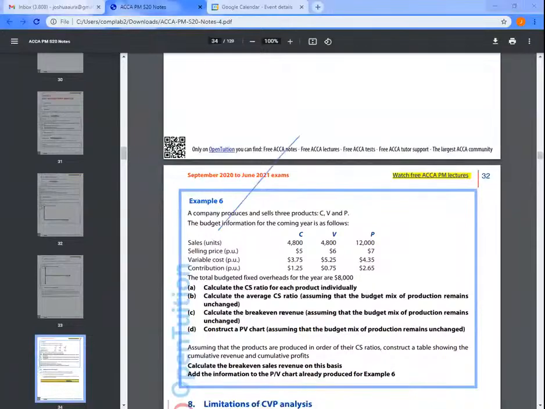So just check. Remember, calculate the average CS ratio, assuming that the budget... let me repeat this very fast.